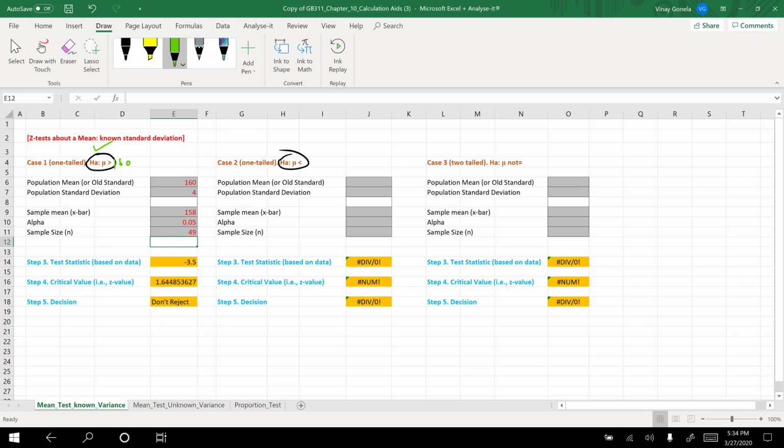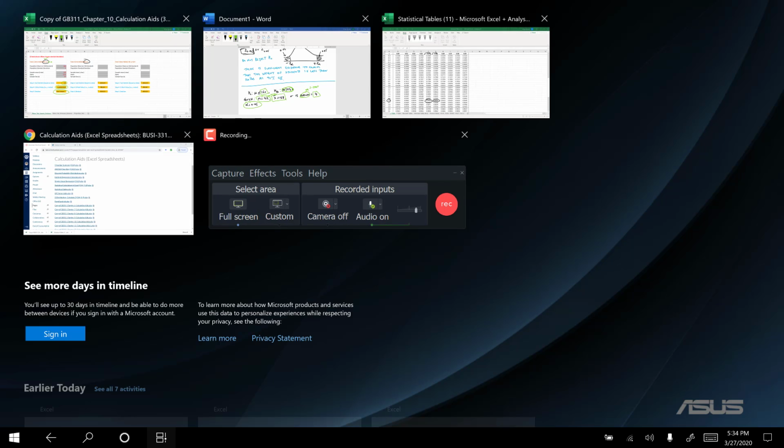So we got our test statistic, that is negative 3.5. 1.64 is our critical value, and we say don't reject. So that's how we will be solving this kind of problems. So let's now try to solve a Hawk's learning problem on this.